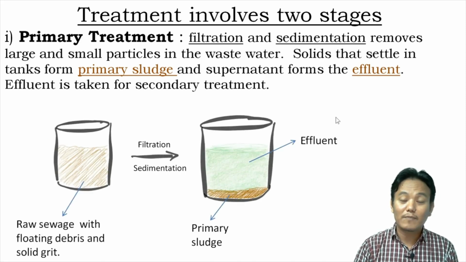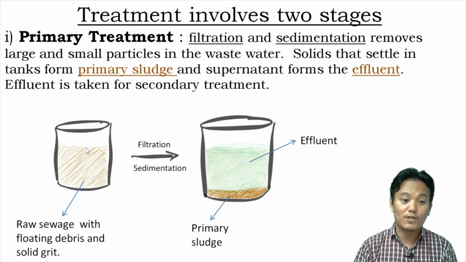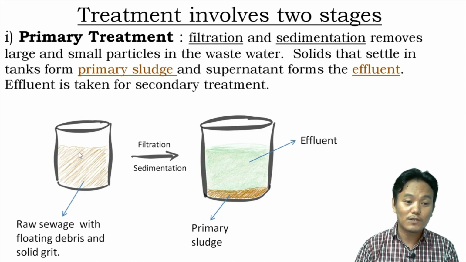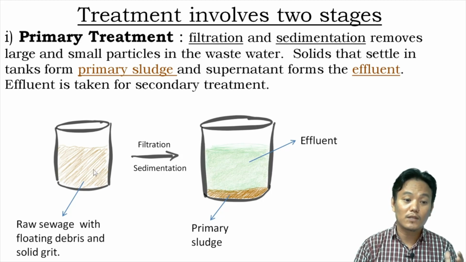In this diagram, I have tried to show you the primary treatment process. Imagine this container is really large, a large tank, in which the raw sewage water is collected. The floating debris or solid particles will be removed through the filtration process, and the other solid particles which are not removed through filtration will be removed by sedimentation, during which under the influence of gravity, the solid particles settle at the bottom. That will form the primary sludge.